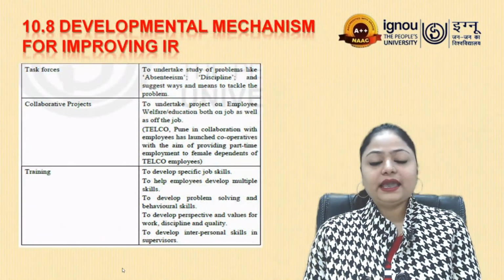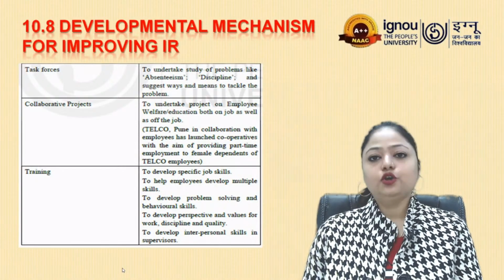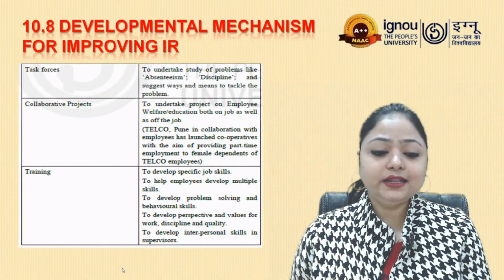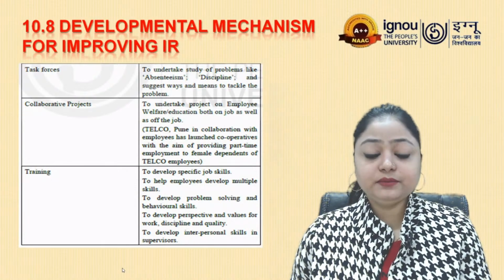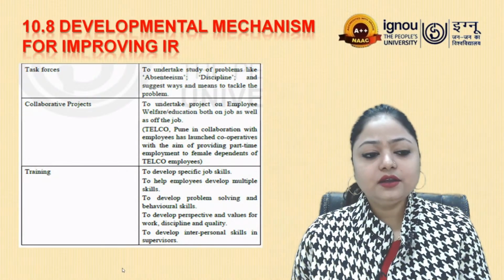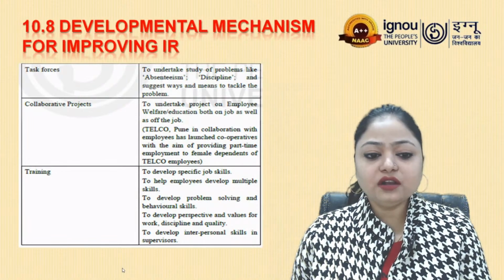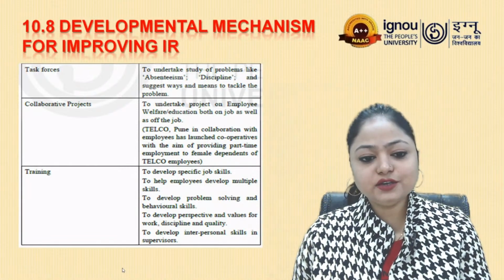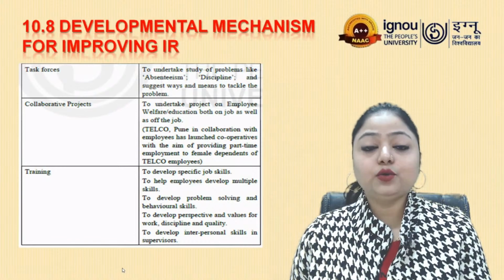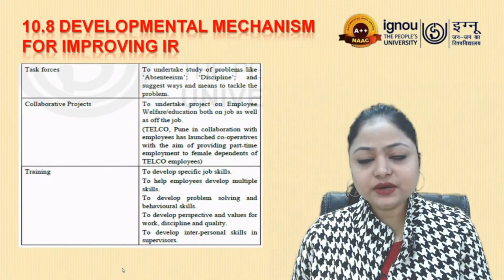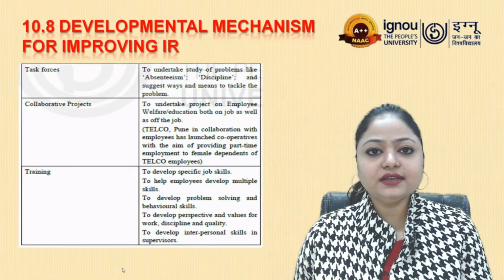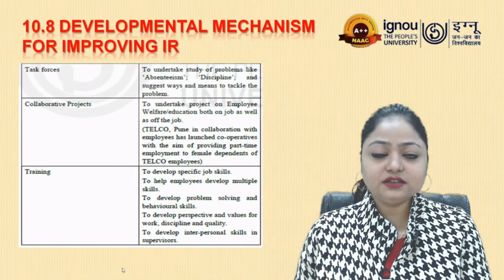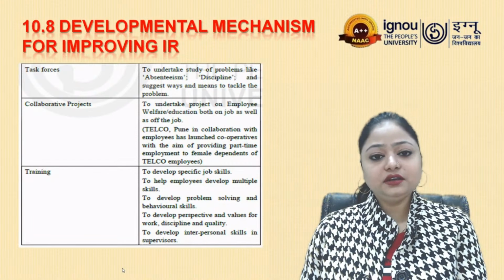Another mechanism or tool can be task force, collaborative projects, and training. Training, as we have already discussed, helps to develop specific job skills, helps employees to develop multiple talents and skills. Training could help problem solving skills and behavioral skills, and it also helps to develop perspective and values for work discipline and equality at the workplace, to develop interpersonal skills in the workplace between the supervisor, between the management, union and other agents playing their role in shaping up the industrial relations.